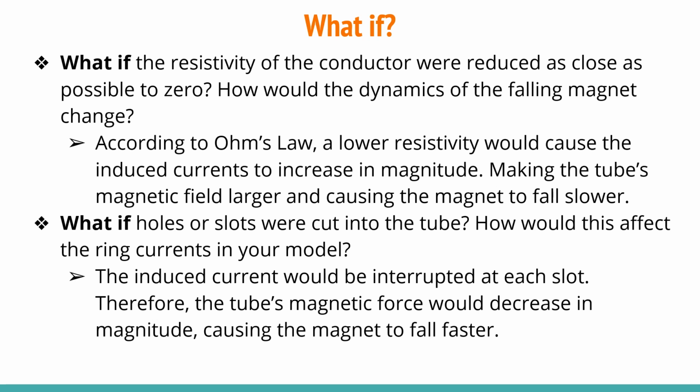What if holes or slots were cut into the tube? How would this affect the ring currents in my model? The induced current would be interrupted at each slot. Therefore, the tube's magnetic force would decrease in magnitude, causing the magnet to fall faster.